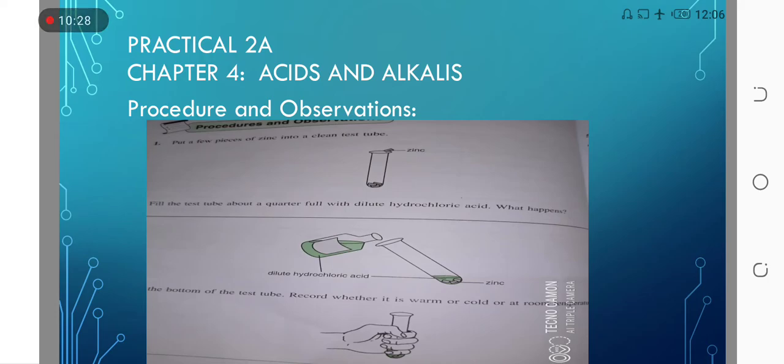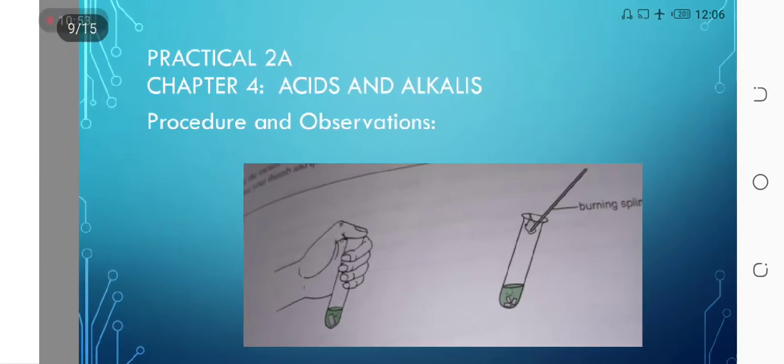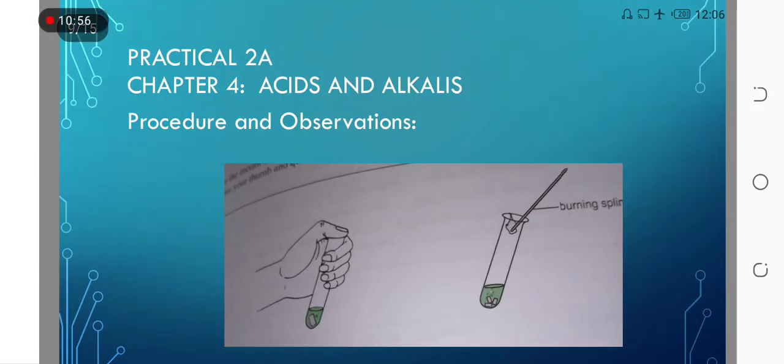So you can observe that it will be warm, and after covering the mouth of the test tube with your thumb for about 2 minutes, you will prepare a burning splint, remove your thumb quickly and place the burning splint at the mouth of the test tube. You have to follow the same procedure that is shown in the diagram. Then what will you observe? A pop sound is produced.